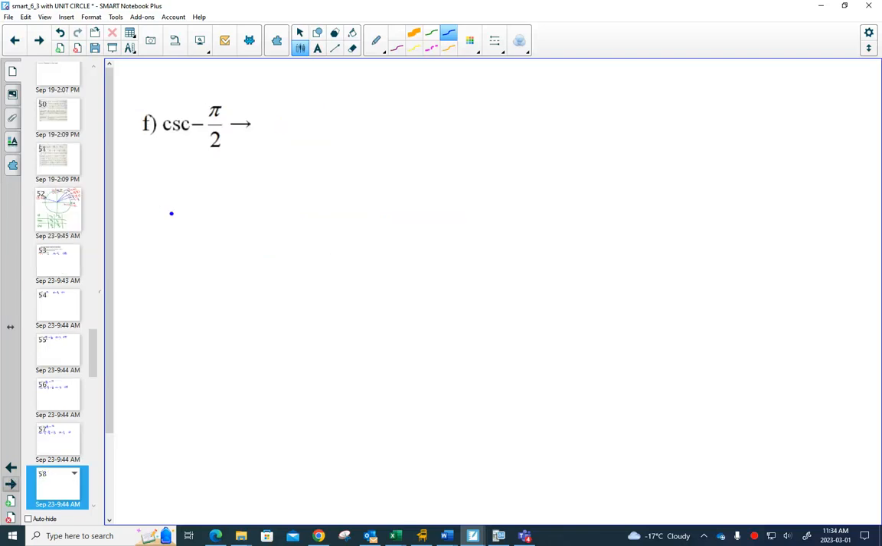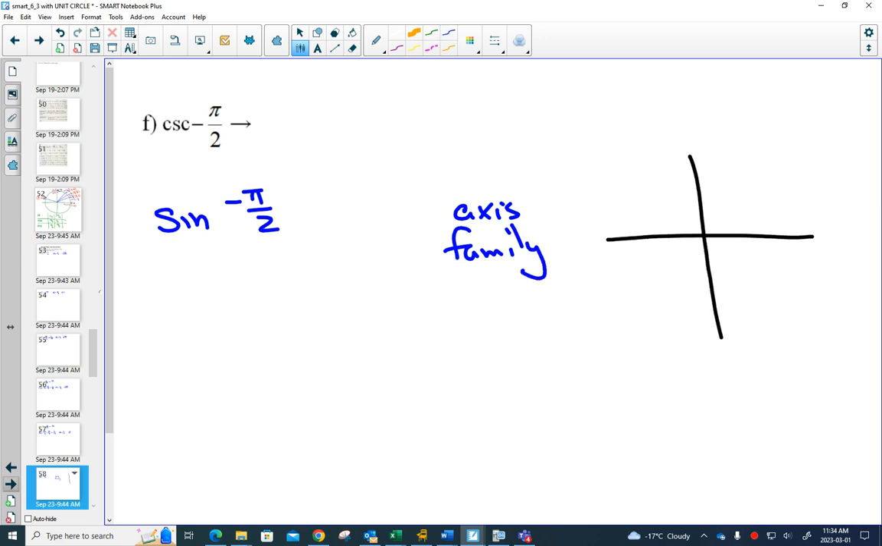And here we have cosecant, so we will try to figure out sine. And we notice that this one is part of the axes family. Anytime you have your axes family, find out which point it is, because the axes family is really easy to remember the coordinates.